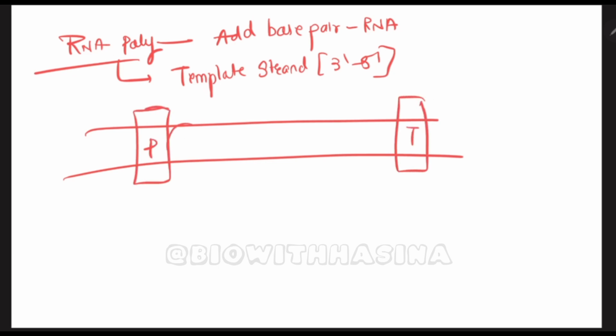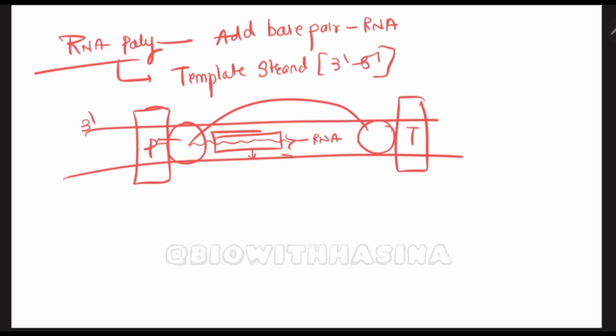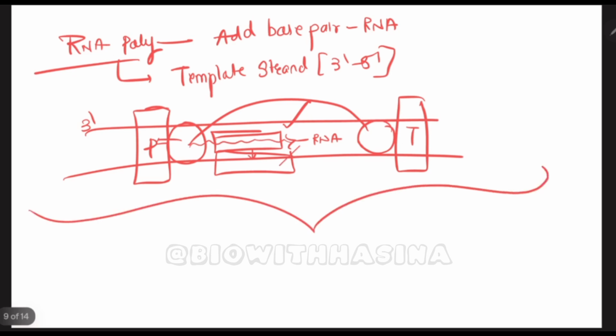Okay, so we have one promoter region, one terminator region. Your RNA polymerase is going to bind to the promoter at the 3 prime end, and now it is going to add the nucleotides. These nucleotides will be as per the RNA base pairing, and once this RNA polymerase reaches your terminator, transcription will stop, and these nucleotides will be similar to the coding strand. This is your template strand, this is your coding strand. Okay, so this was all about your transcription.